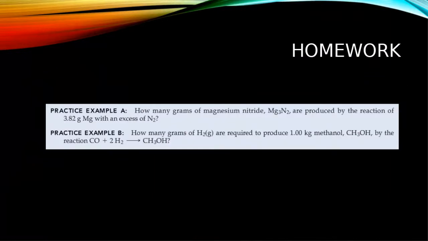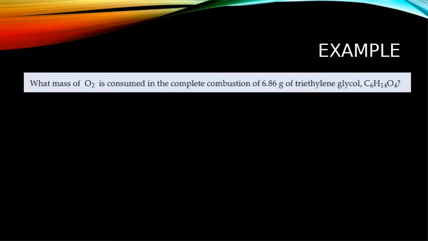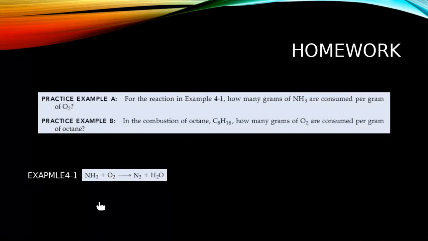This is your homework. How many grams of magnesium nitrate are produced by the reaction of magnesium and excess nitrogen? There is a so good example. There is an example again, triethylene glycol again. I won't do this example because it's the same thing, only this oxygen is different. The last example has the carbon dioxide they ask, but here they ask us the oxygen. That's it. I won't do that. This is your homework actually.